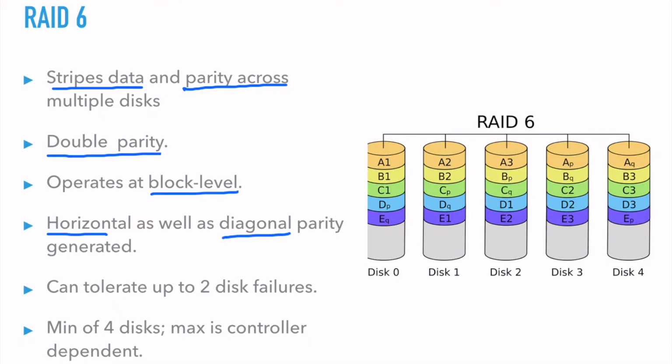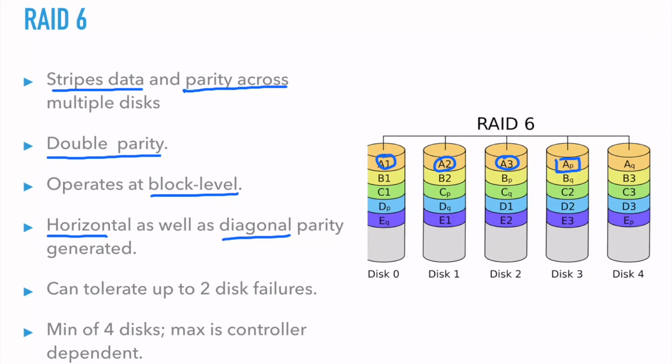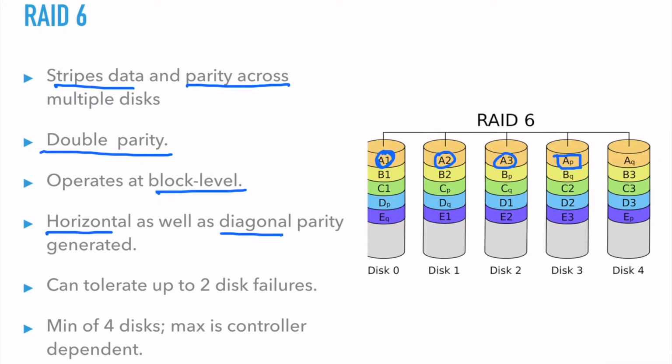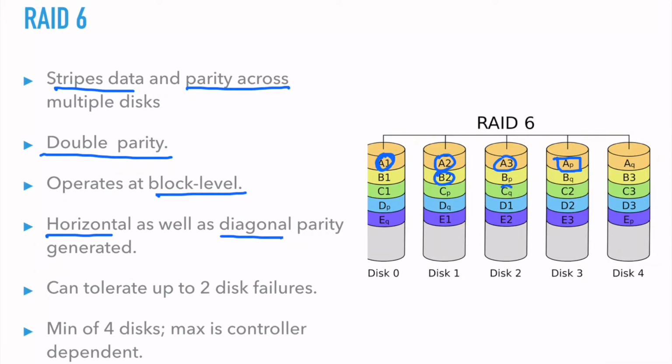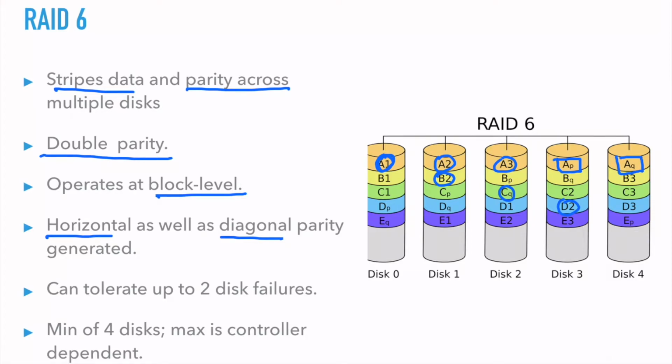Now what it means is that if you look at the picture, blocks A1, A2, A3 would be used to generate the parity AP. This is horizontal block pickup. At the same time, the RAID would travel diagonally across the disks and create the second parity bit. So in this case, A1, B2, CQ, and D2 would be used to generate the AQ parity.